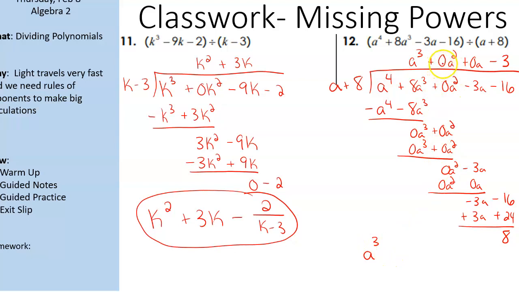Now, I don't need to put 0a squared and 0a, so I can just skip over that, and I can put minus 3 plus 8 over my divisor of a plus 8. Okay? So can't forget about that remainder at the end. And that is my answer. Okay? I'll go ahead and do the next one with you guys.